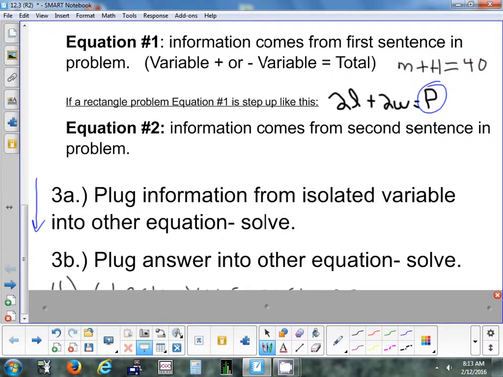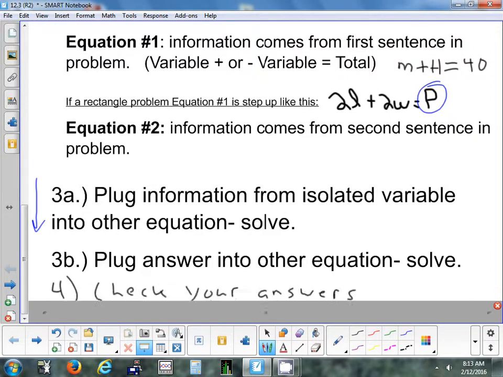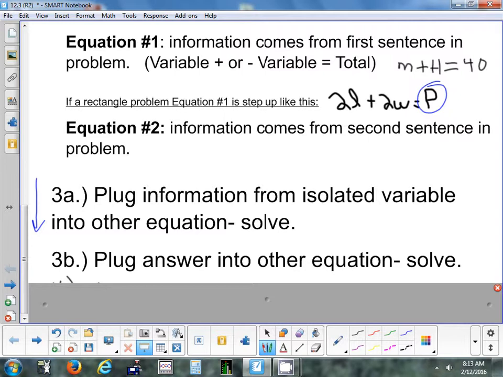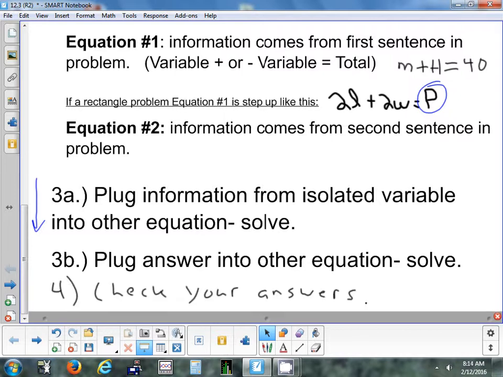You're going to take the answer that you just got from step 3A, plug it back into the other equation, and solve it. Now after step 3B, you'll have your second answer. And the fourth step, we can always check our answer to make sure it works, if we have time, if we want to do that.